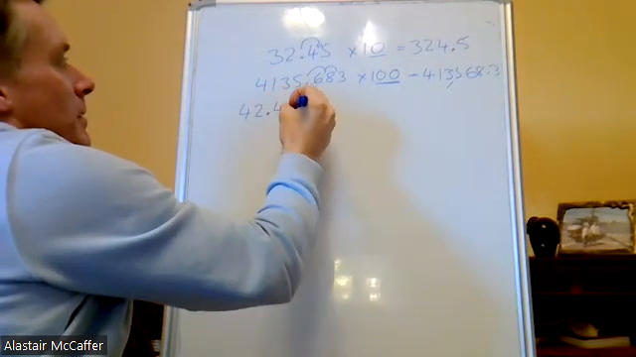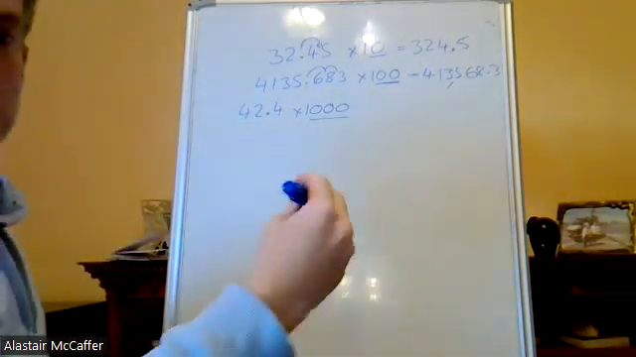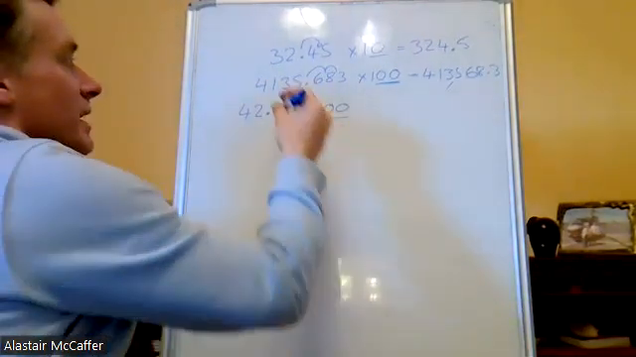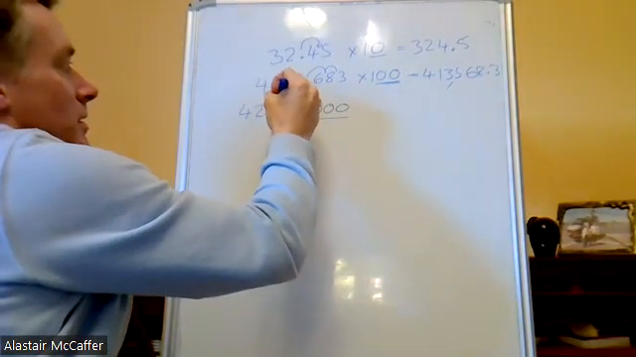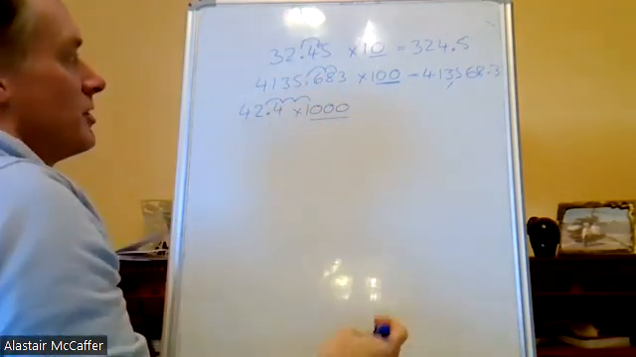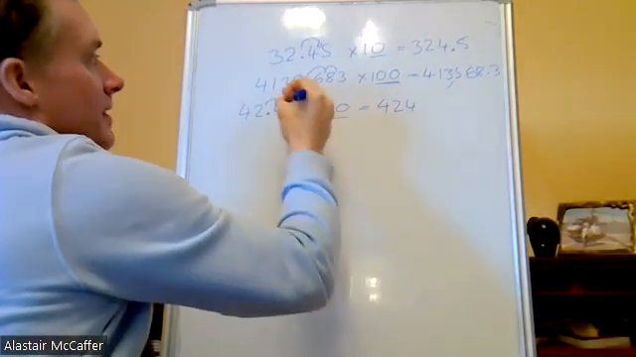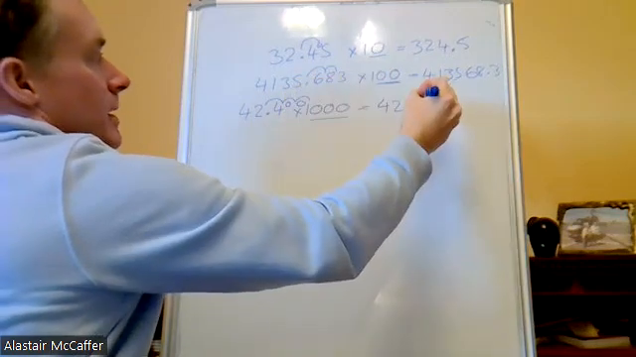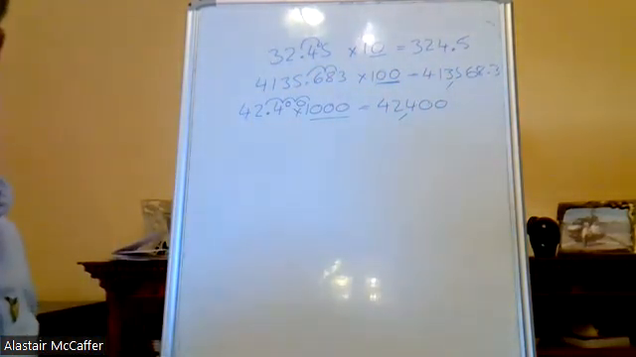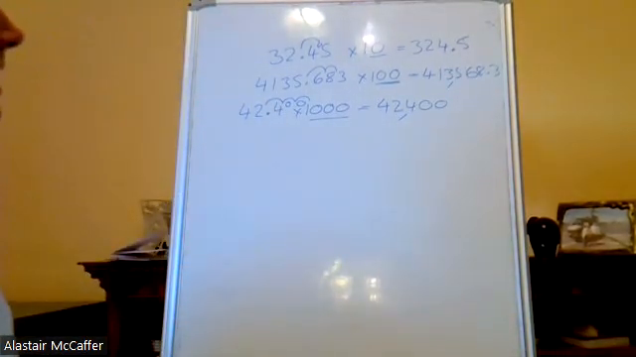Now times by 1,000. If we had something like 42.4 and we were to times that by 1,000, we've now got 3 zeros. So that means we move the decimal point 3 places to the right. So it would go 1, 2, 3. Under each of these little jumps, you put a 0. So it would be 424, and then you've got 0, 0. So it would turn into 42,400.